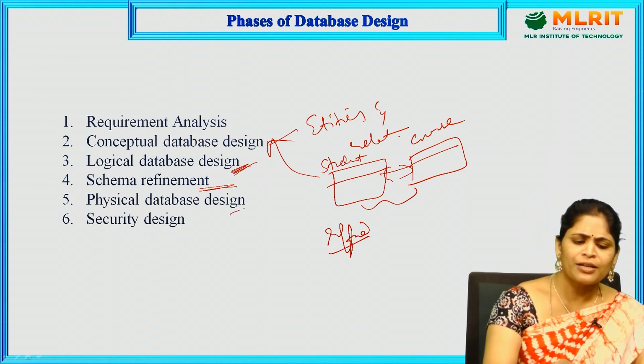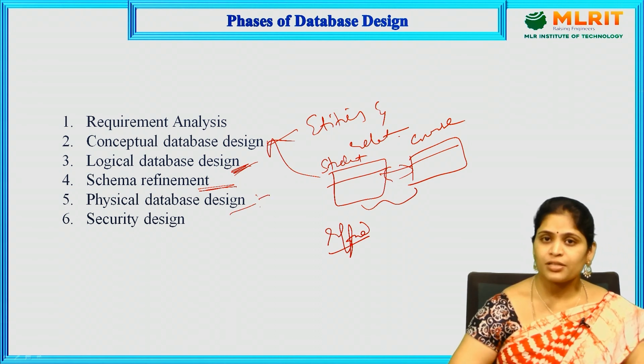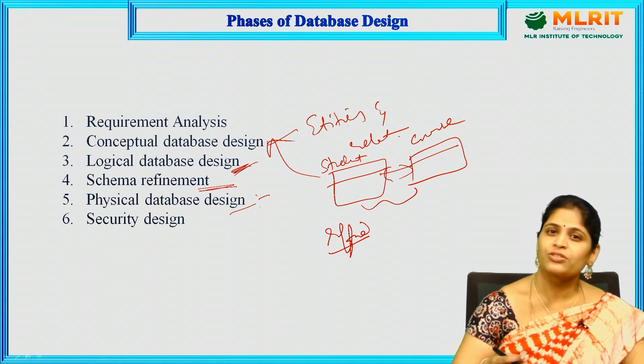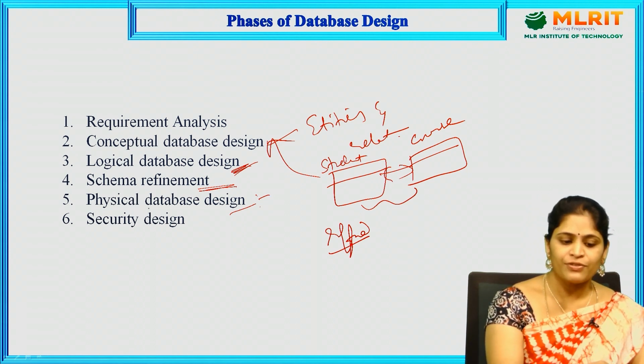Next, physical database design. This deals with the internal storage structures. That means whatever data we store, what type of data structures we are using, that is dealt with by this level, physical database design.